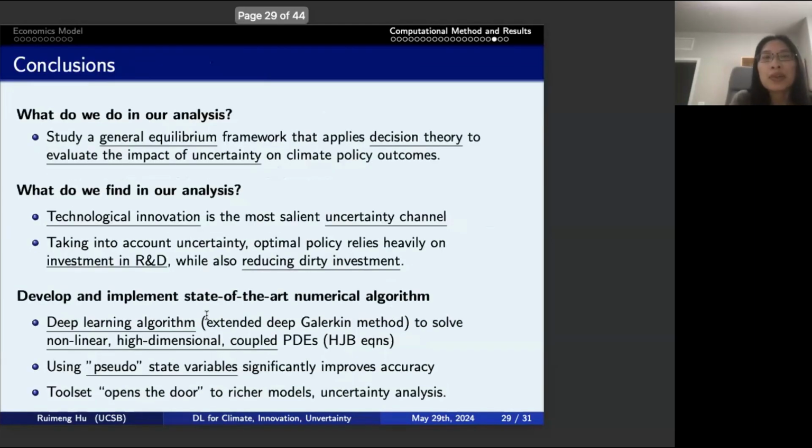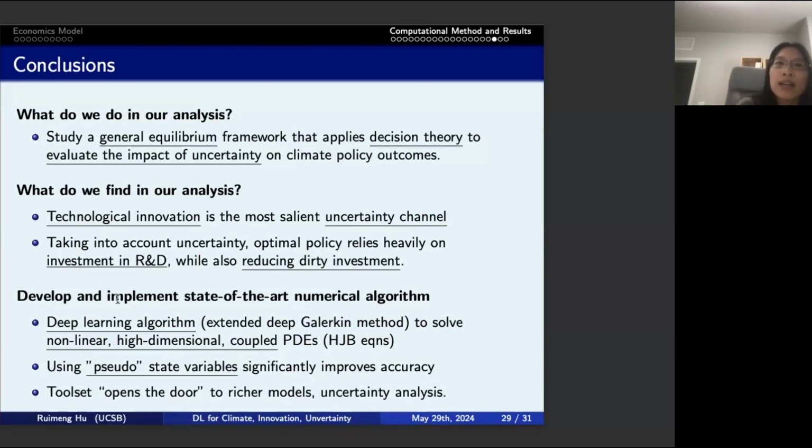So let me try to summarize here. In this work, we analyze a general equilibrium framework and use decision theory to evaluate the impact of uncertainty on climate policy outcomes. We find that tech innovation is the most important uncertainty channel. It plays the most important role here, compared with other uncertainties that we introduced in the model. And here we take into account the uncertainty-optimal policy in our framework, and we find that it relies heavily on the investment in R&D, and we're trying to reduce the dirty investment.